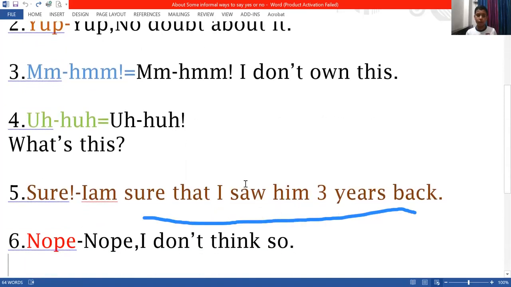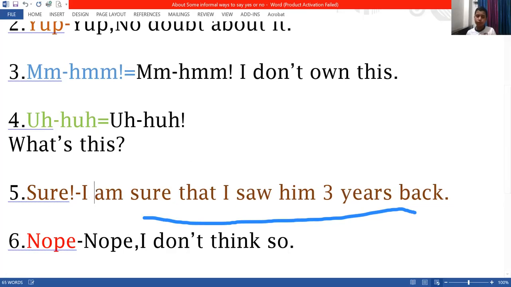And our fifth one is sure. Well, many Bangladeshis say it incorrectly, but it's not the correct way of pronouncing this word. Its correct pronunciation will be like this, sure. And for its example, I'm sure that I saw him 3 years back.